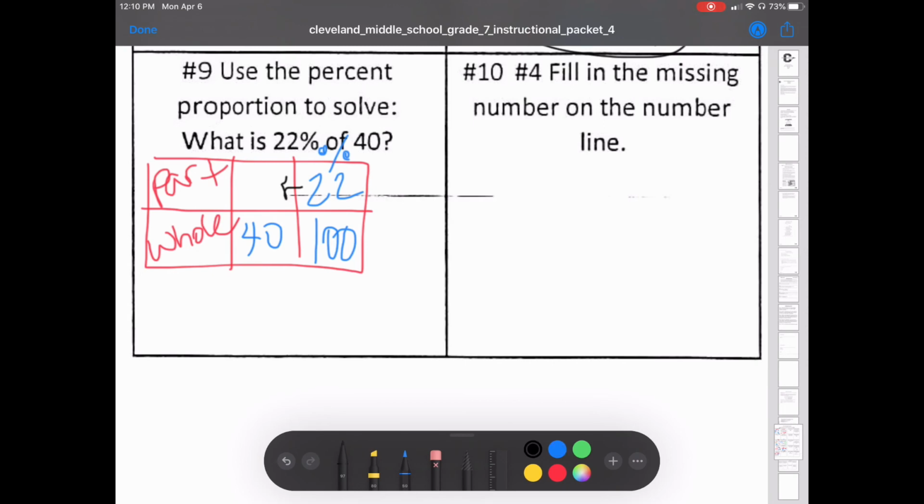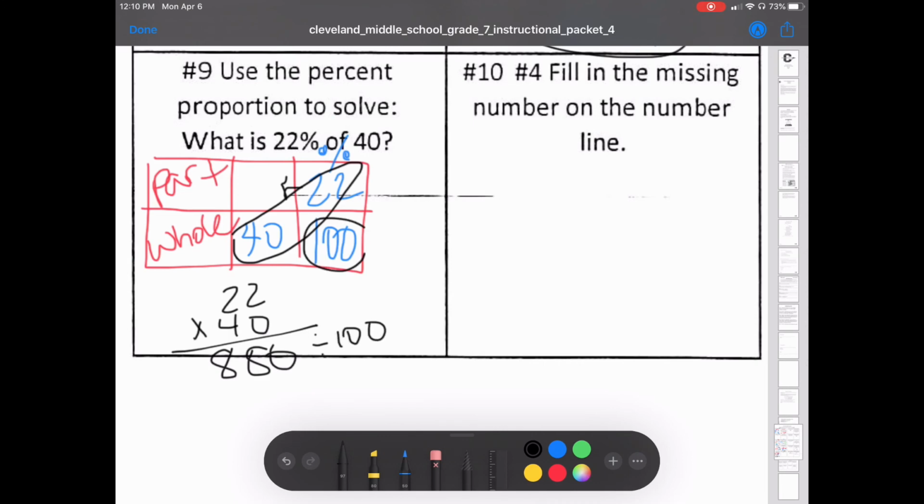Now, easy part for us is to cross multiply and divide. So we've got 22 times 40. And now we need to divide by 100. Shortcut for us here, if you guys remember, when we're dividing, we're going to move a decimal to the left. 100 has 2 zeros, so we'll go 2 spaces to the left. So 880, I'm going to move it twice. It becomes 8.80. And that is going to be our answer here. 8.80.